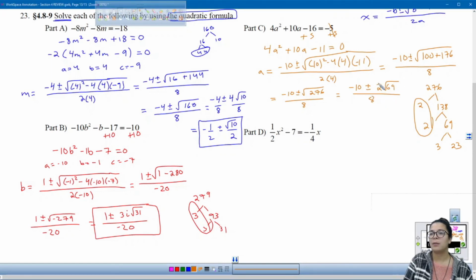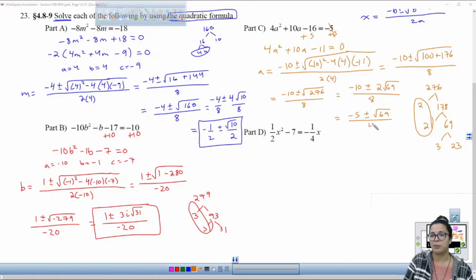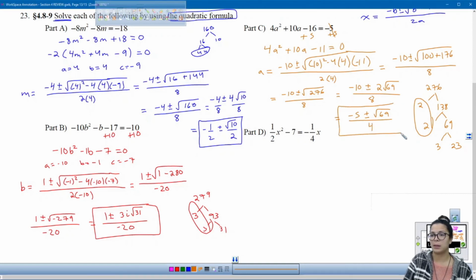Okay. Now all 3 of these terms we can divide by 2. So negative 10 divided by 2 is negative 5. 2 divided by 2 is 1, so this is 1 times the square root of 69. And then 8 divided by 2 would be 4. So you can leave your answer like that. All right, last one, part D.